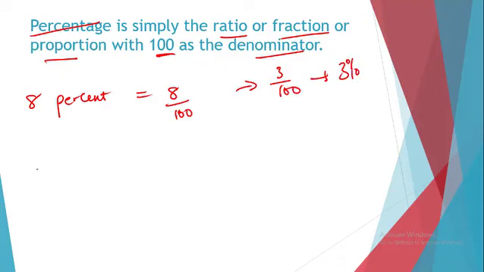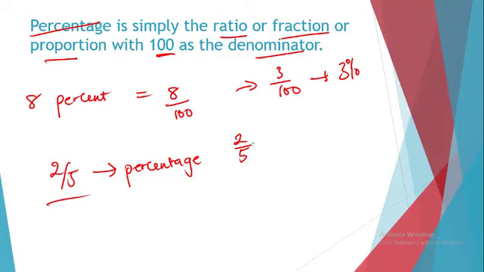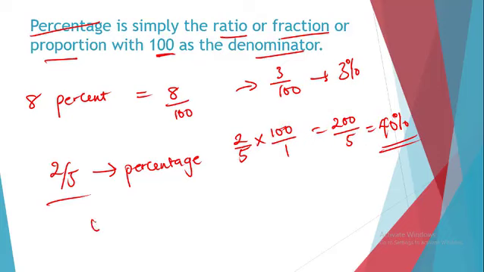If you're asked to express 2 over 5 as a percentage, what do we need to do? All we need to do here is just to multiply 2 over 5 by 100 over 1, and then we divide to get the value. That will give us 2 over 5 times 100 over 1, and that will give us 200 divided by 5, which is 40%. Do we understand?